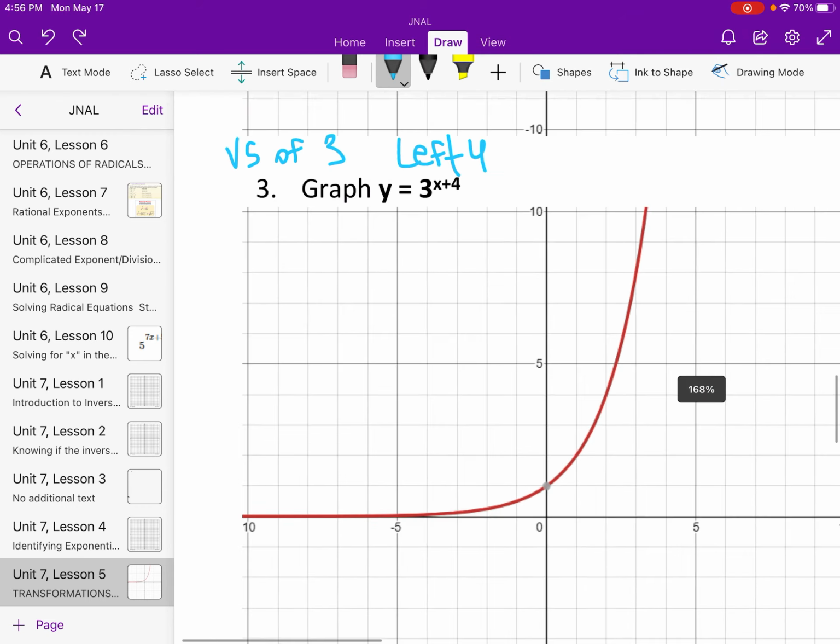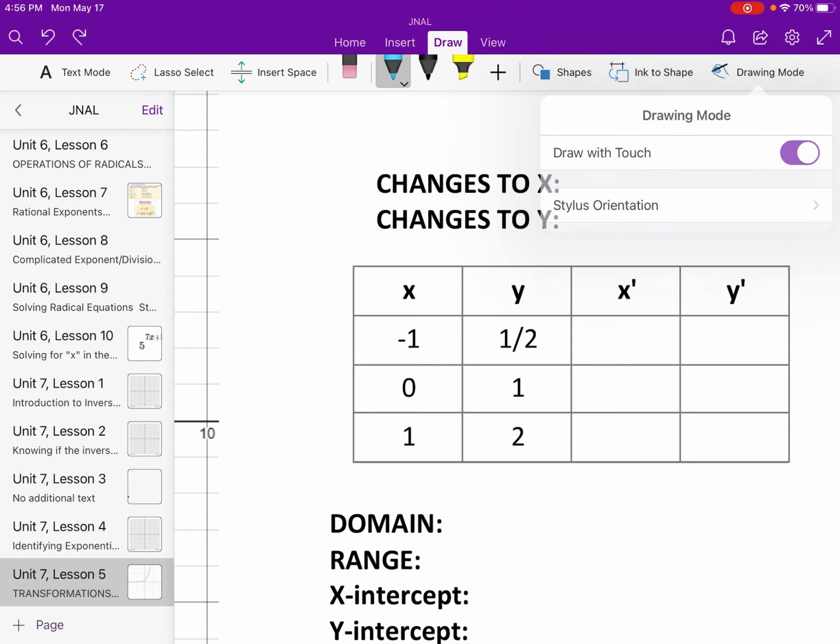So we have two transformations this time. Vertical stretch of 3 means that the y has to be multiplied by 3. So we'll just say 3y. And then x, since we had x plus 4, it needs to be x minus 4 actually, because it's left 4. So those are two things we need to do. So the y's and x's change this time.